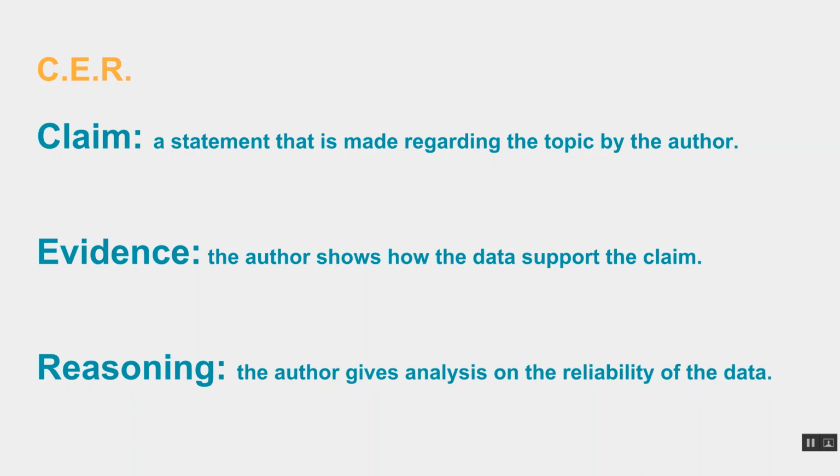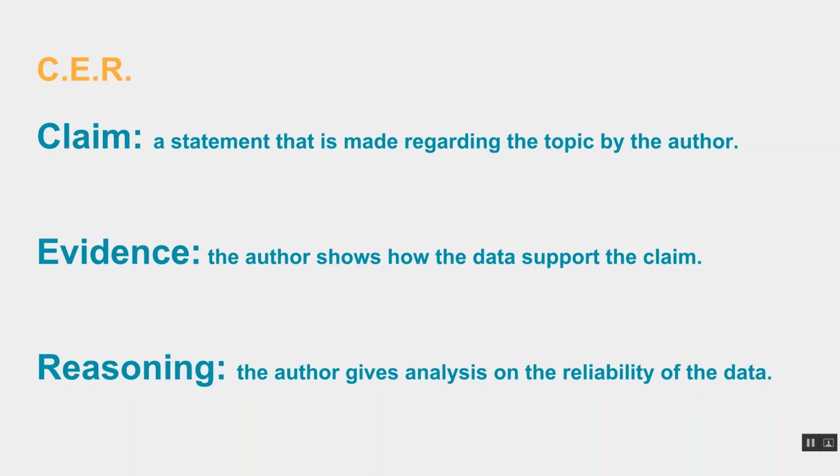A claim is a statement that you're making as the author regarding the topic. So this is what you think is happening. This is what you feel it is. And then you're going to use evidence to back that up. The evidence comes from the data, and so you're showing how the data actually support the claim. And reasoning, you're giving an analysis of the reliability of that data.